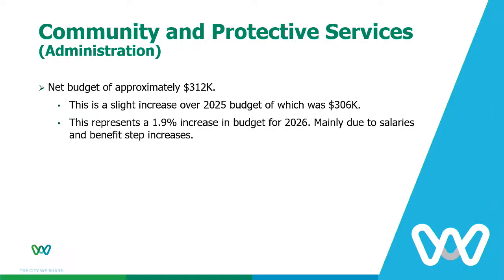Start with Community and Protective Services Administration. This is a net budget of $312,000. This is a slight increase over the previous budget, which was $306,000. This represents a 1.9% increase in budget for 2026. This is mainly due to salaries and benefit step increases.